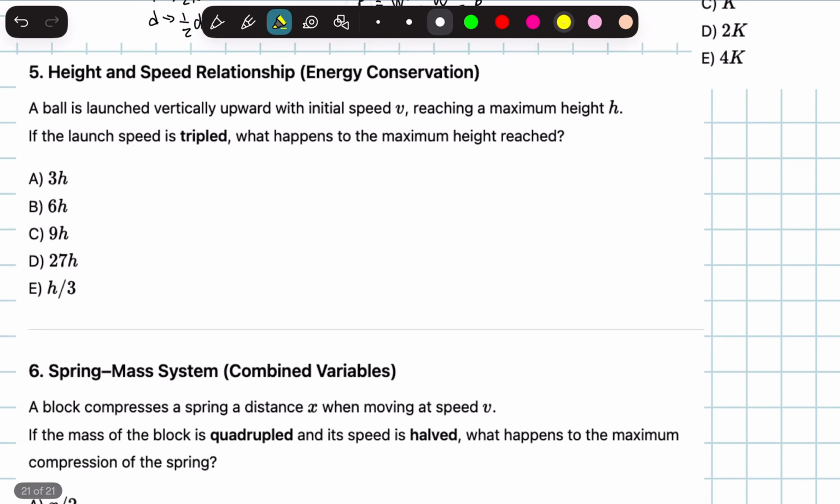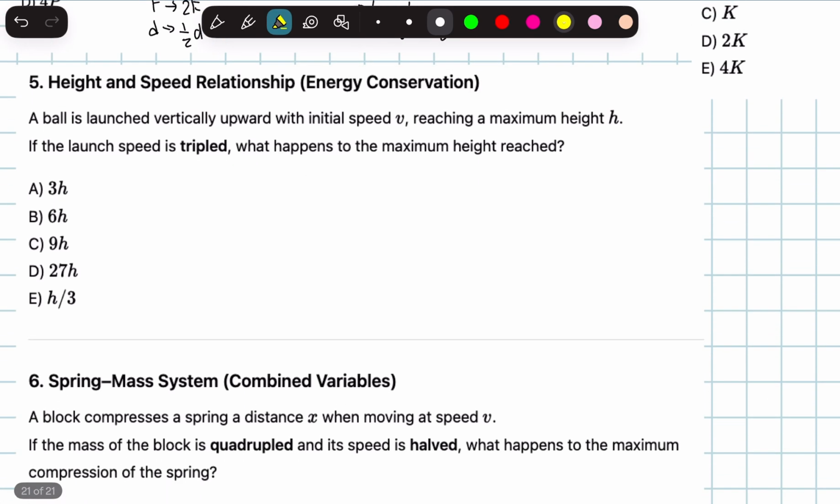So let's say we have a question about height and speed with energy conservation. A ball is launched vertically upward with an initial speed of v, reaching a maximum height h. If the launch speed is tripled, what happens to the maximum height reached?